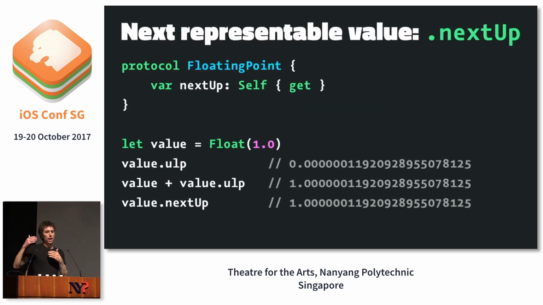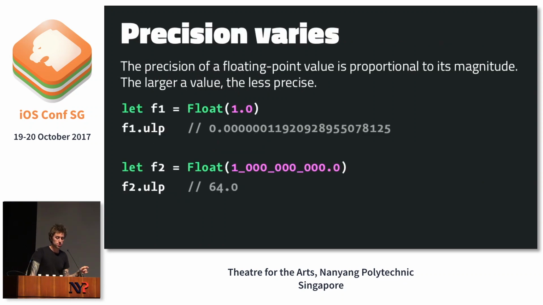This leads us to accessing that next representable value. The floating point protocol provides nextUp, which is that next value. Intuitively, if ULP is the distance between the current value and the next value, then if we just add ULP to that value, we should get what nextUp is equal to. And that's exactly what we see. But this precision varies. The larger a value, the less precise it is. So the ULP of 1 is quite small. It's float epsilon. But the ULP of a billion is 64.